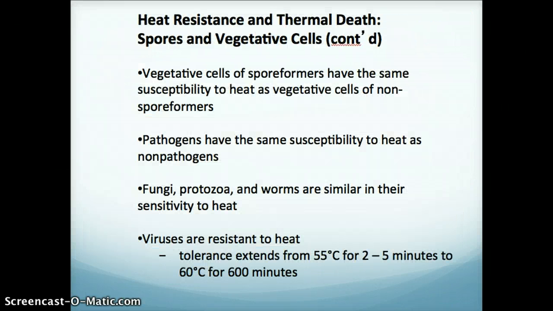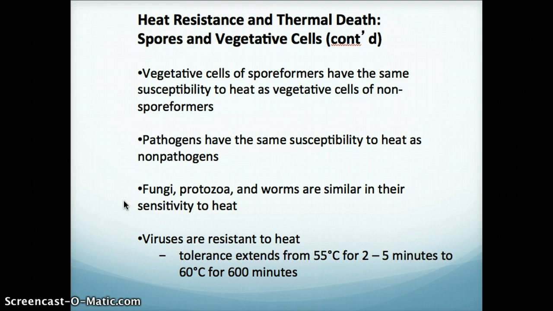There are things to think about, though, when we look at heat, and there is some heat resistance, and that has to do often with spores, if you remember that, versus vegetative cells. Vegetative cells, again, are bacteria that are currently growing. So vegetative cells, even if they're spore formers, are going to have the same susceptibility as vegetative cells of non-spore formers. So anytime any type of cell is in its vegetative state, it is much more susceptible to any of these controls.